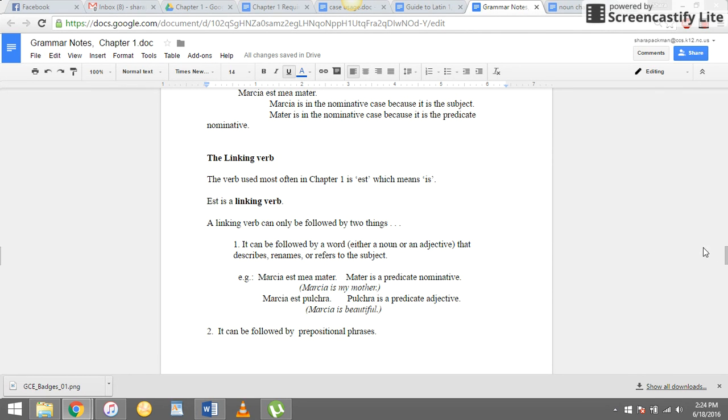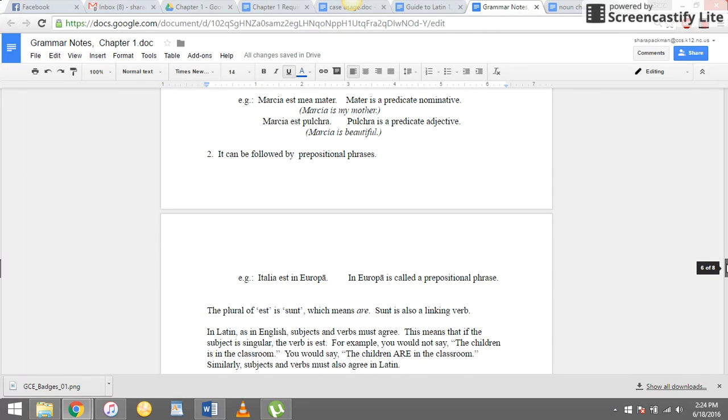It can also be followed by a prepositional phrase. In chapter 3, you'll learn a lot more about prepositional phrases. But let's look at this example. Italia est in Europa. Whenever you tell where something is, it's a prepositional phrase. So in Europa is the prepositional phrase. I could say the socks are in the drawer. Socks is the subject. Are is the linking verb. And in the drawer is a prepositional phrase telling you where the socks are.